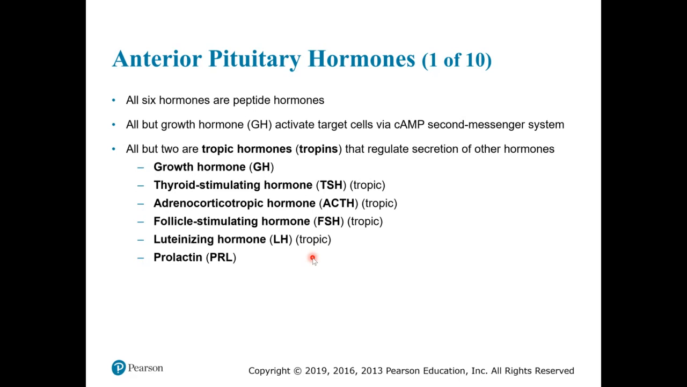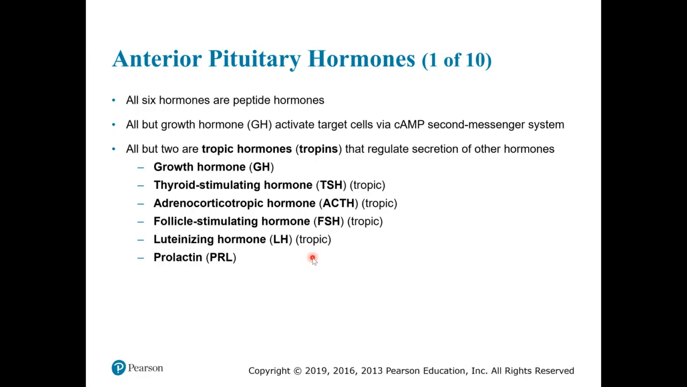All but 2 of them are tropic hormones. There's that word there, tropic. That means that's a hormone that's going to go out in the body somewhere else and control another gland. So oftentimes you hear the pituitary gland described as being the master gland because it controls other glands. It's the anterior pituitary controlling other glands through these so-called tropic hormones.